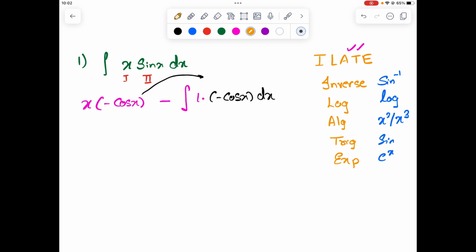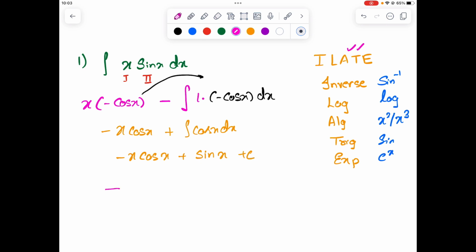So what does that become now? Negative x cosine x. Minus times minus is plus, cosine x dx. What is integral of cosine x? Sine x. That's going to be the answer. Plus c.